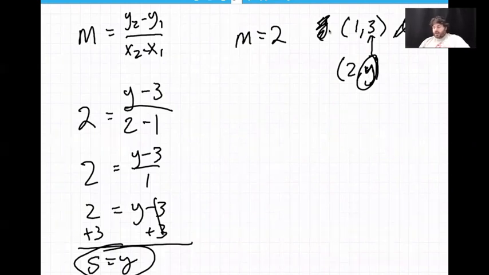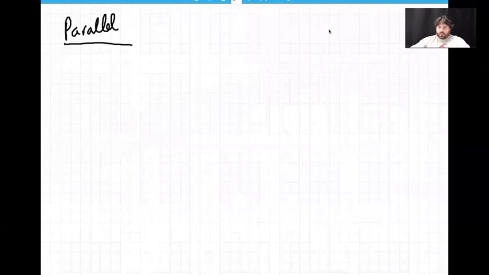Okay, all right, so let's talk about some special things here, some parallel lines. So if we have parallel lines, what does that mean? Okay, well, if they're parallel, they have the same slope.